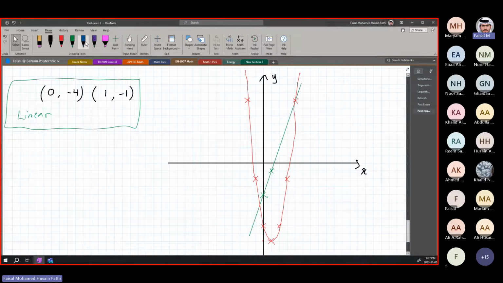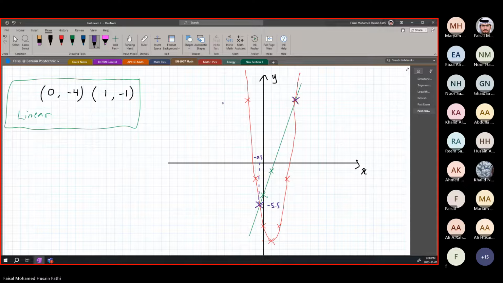Now, as you notice, we have two important points. We have this point of intersection here and this point of intersection right here. If you notice, this point of intersection comes exactly in the middle. So here is its x coordinate and here is its y coordinate. Here we have x equal to minus 0.5. So this is minus 0.5. And here y is minus 1, minus 2, minus 3, minus 4, minus 5, minus 5.5.